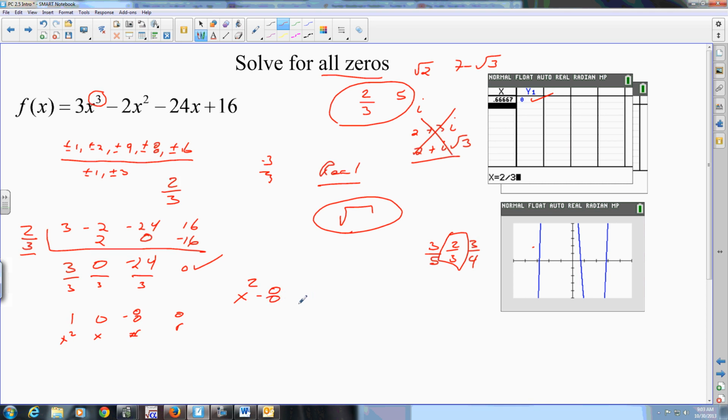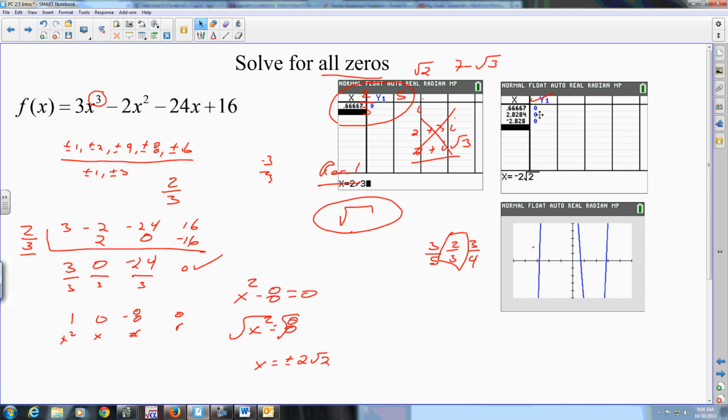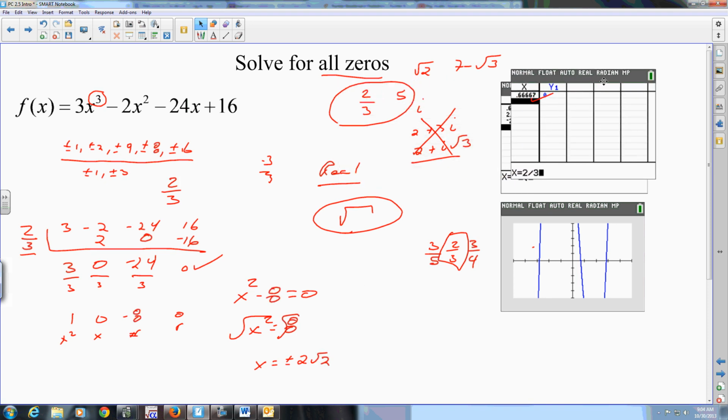To find the remaining zeros, set it equal to 0, add the 8, take the square root of both sides. So x is equal to plus or minus square root of 8, which is 2 square roots of 2. Then as a final check, you take and fill those numbers in. Those are the two numbers, negative square root of 2 and positive square root of 2, and they do come up zeros. So you verified that those things are zeros. So you found all the zeros for this equation.